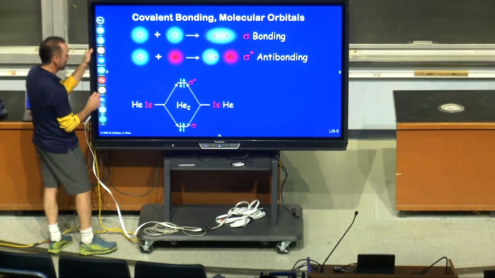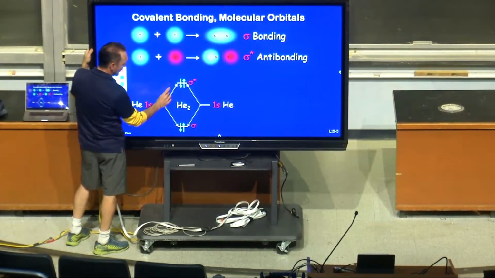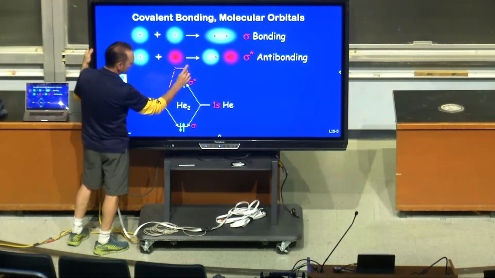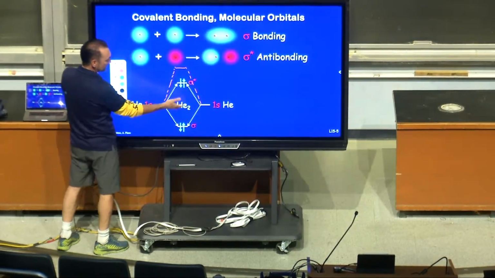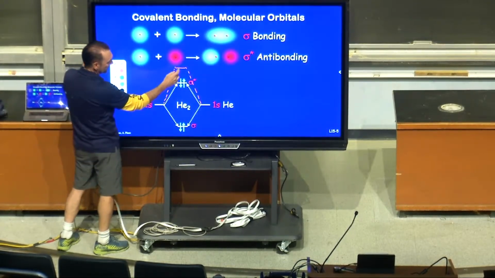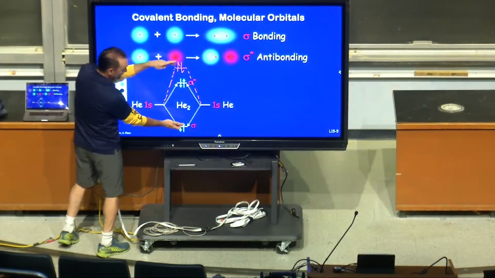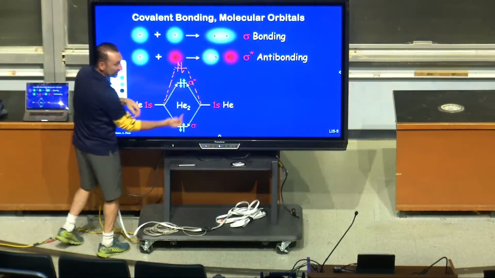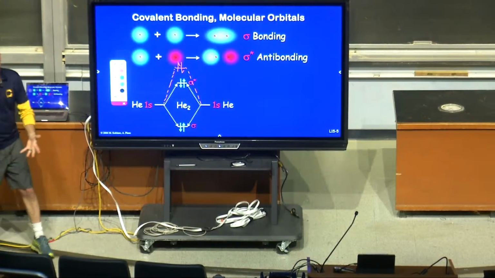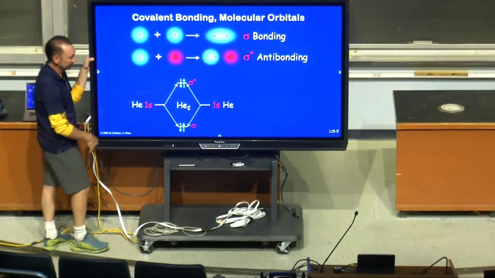And in truth, if you do the math, it's not reflected here. If you do the math, the antibonding energy you get is actually quite a bit higher. I drew them pretty symmetrically here, but it really is up here. So the sum of those is bad. It's much worse than the two 1s's. So the mathematics would show you that's not going to happen.